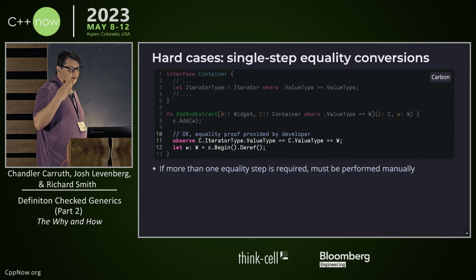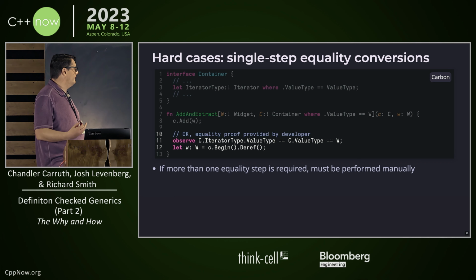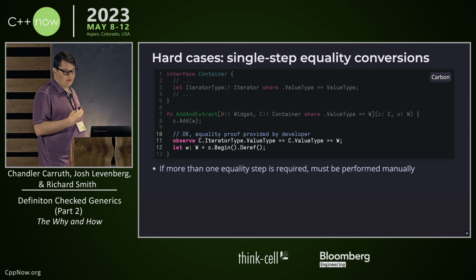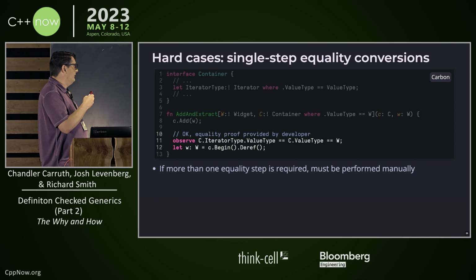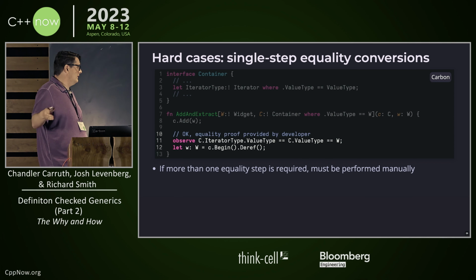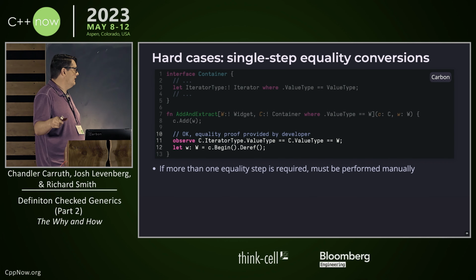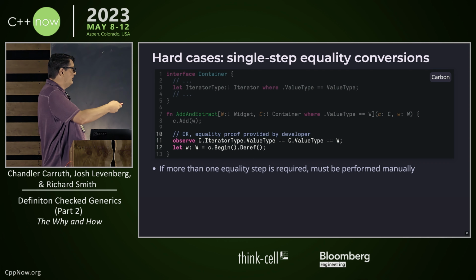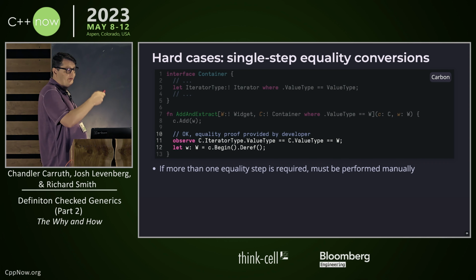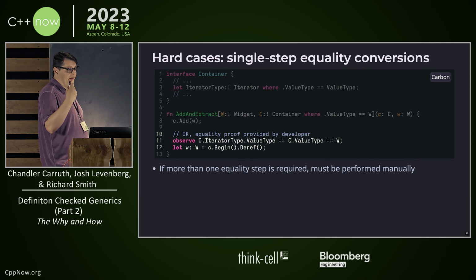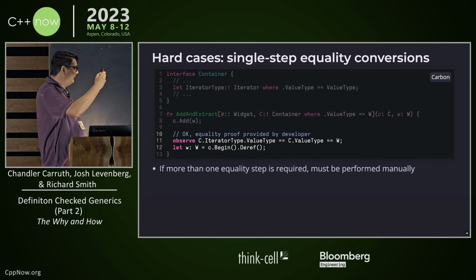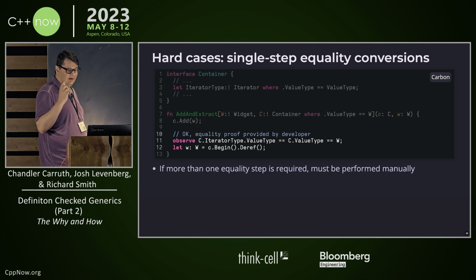If you want to do that, we have a feature to make that a little bit easier. So we have this observed declaration. The way that this works is that you can specify a chain of equalities, and the compiler is going to check that it can see that each of the equalities in this chain holds. So it knows C's iterator type's value type is C's value type, and it knows C's value type is W. And then once it's satisfied with that, it'll add to its typing context the fact that everything in this chain is equal to everything in this chain, which means that after this line, we are allowed to implicitly convert from C.iterator type's value type directly to W in a single step.